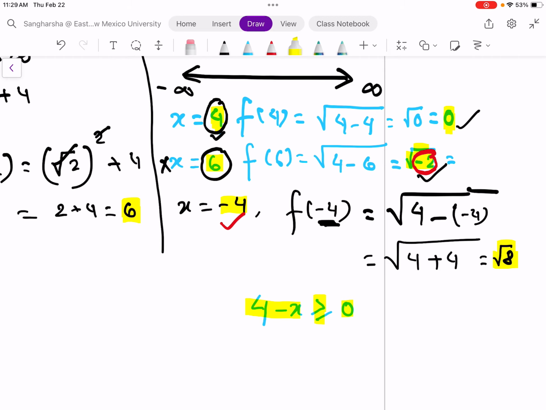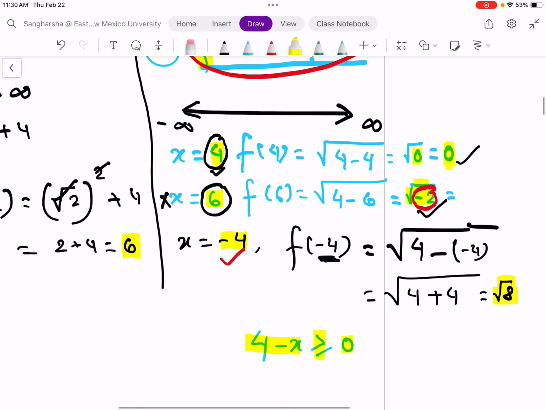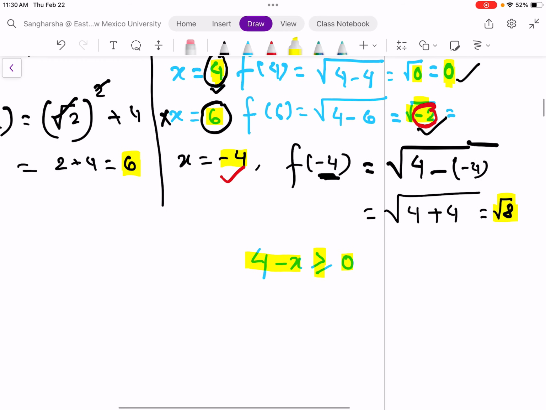Like for example, here we have a 0, here we have a positive 8. So if we have a number under the radical greater than or equal to 0, then we can find the real output. Now this is the inequality. We need to solve this for x. How do we solve? We have 4 minus x greater than or equal to 0. How do we solve this inequality?